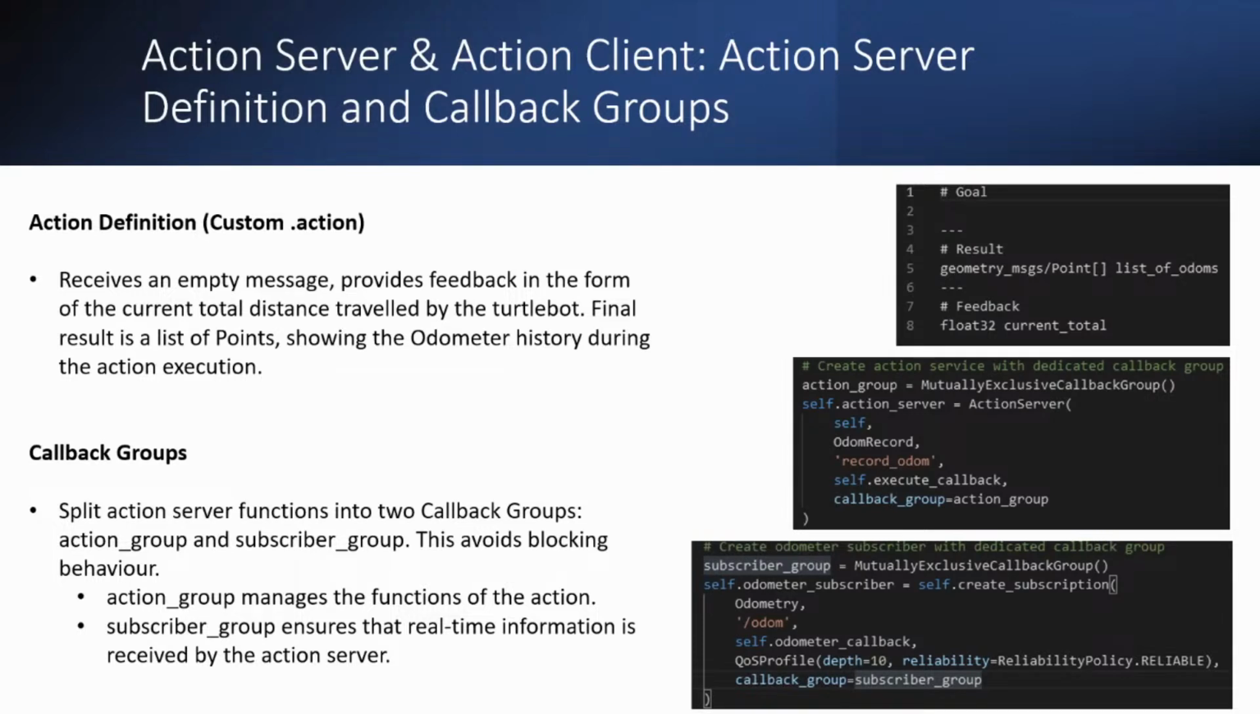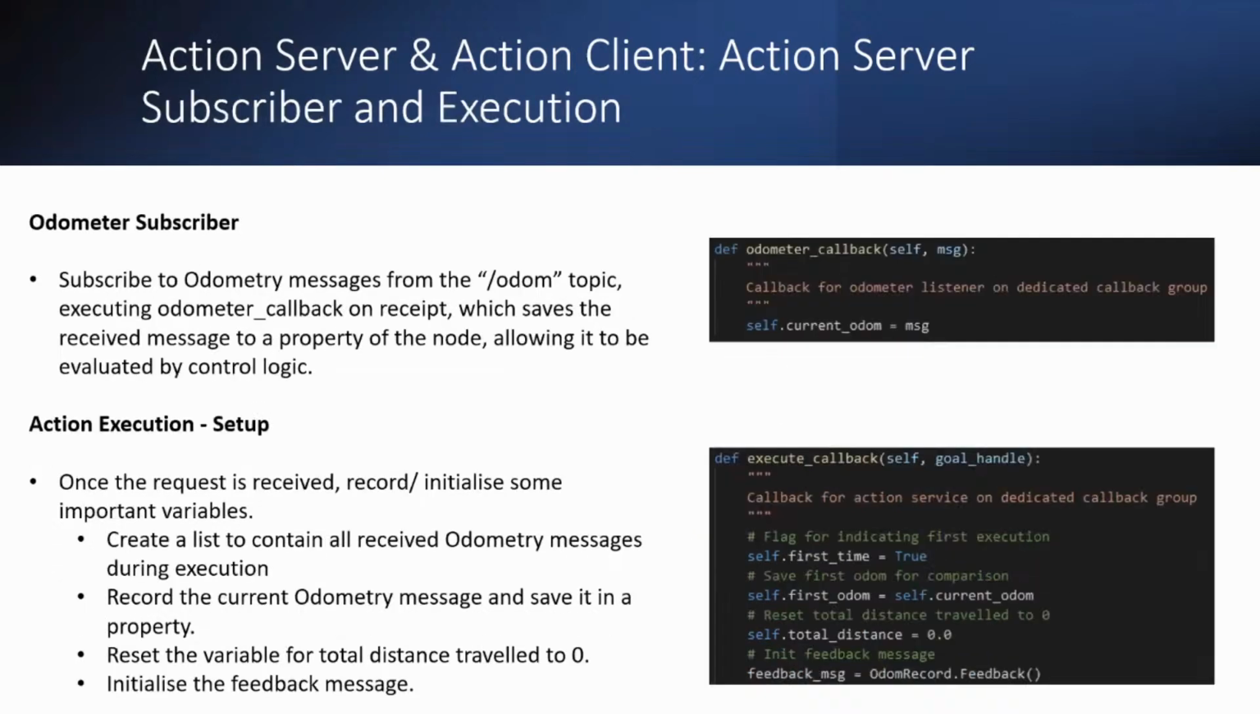Now, callback groups, I use two for this action server. One I use for the subscriber, which is constantly receiving information from the odometer, and one I use for the action itself. This is so that the action, whilst it's executing, can access data retrieved by the subscriber during execution, so that one does not block the other. And that's important to this. So, like I say, two callback groups. The first one is the odometer subscriber, and the second is the action group.